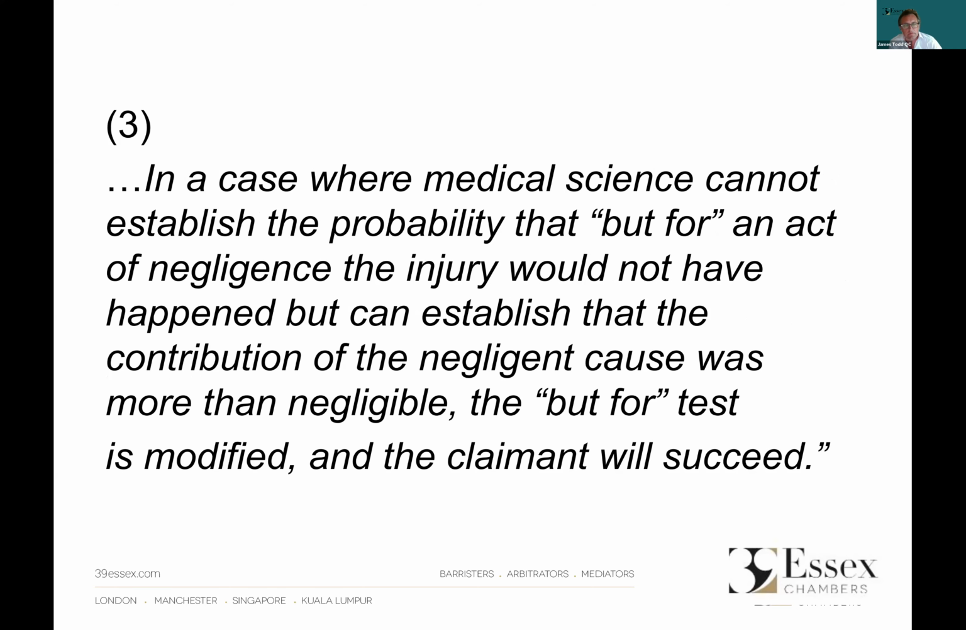And thirdly, and this was the real new fork in the road where the claimant, things got much better for claimants if they went up that route. In a case where medical science cannot establish the probability that but for an act of negligence, the injury would not have happened, but can establish that the contribution of the negligent cause was more than negligible, the but-for test is modified and the claimant will succeed. So Hodson's still in the way if it would all have happened anyway, but if Hodson doesn't apply, the claimant needs to show a material contribution that is more than negligible. And I think we all doing this sort of work have seen just how much that has availed claimants since the decision in Bailey. Many, many cases now succeed that one suspects might have had trouble before Bailey.